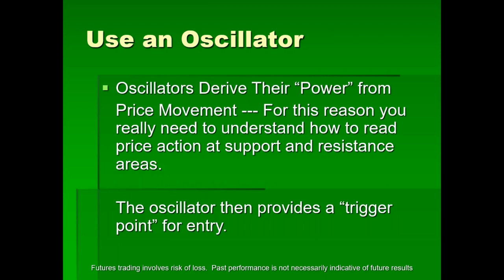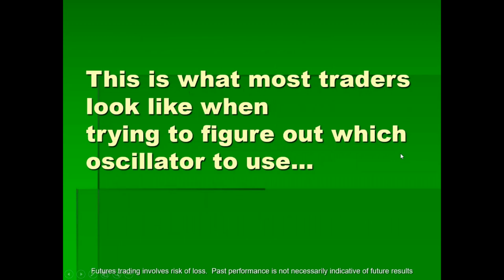Oscillators, what a name, oscillator. I wonder how they figured that. Let's call this an oscillator. Well, how do you spell that? Oscillators derive their power from price movement. So for this reason, you really need to understand how to read price action and support and resistance areas. The oscillator then provides a trigger point for entry.